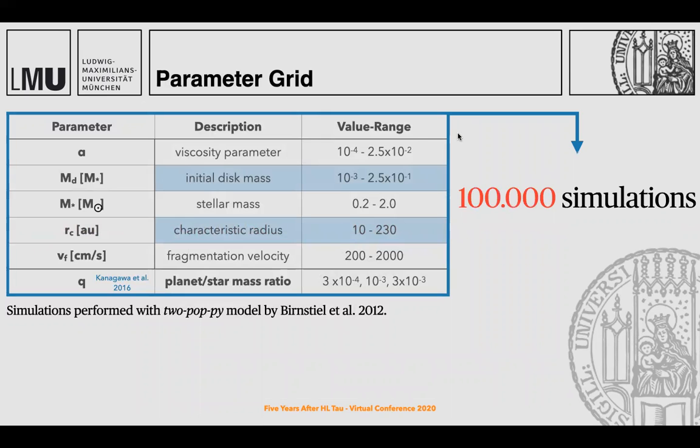The range of the initial conditions was based on recent simulations and observations. Moreover, we also included planets, or to be more specific, we mimicked the effect of the planet in the disk by using the prescription from Kanagawa et al. 2018. We performed simulations with 3 different planet-to-star mass ratios, as we see here, and for reference, 10 to the minus 3 is a Jupiter mass planet.